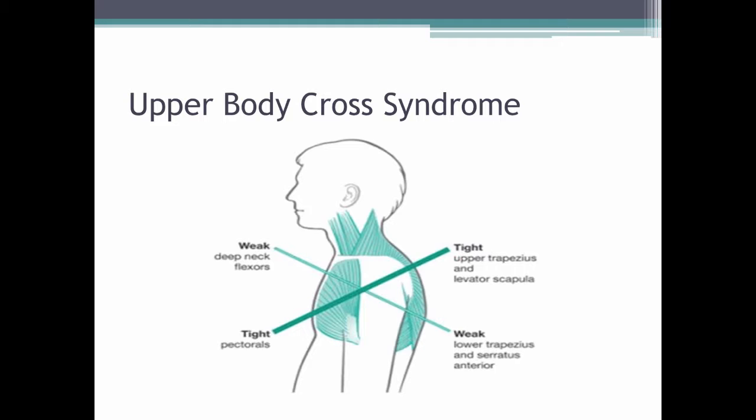And so with these folks, we want to strengthen one side and stretch the other. We're going to stretch the pecs and the upper trap and the levator, and we're going to strengthen the deep neck flexors and the lower trap and the serratus.